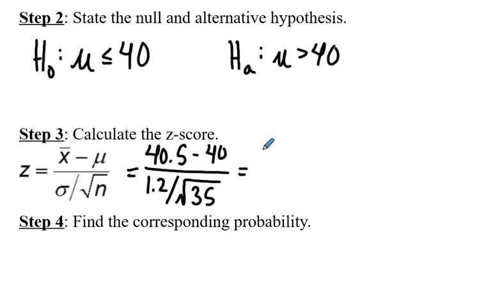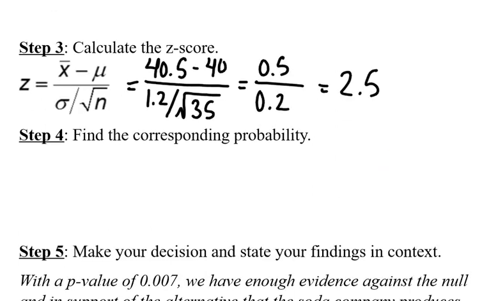This is going to be 0.5, and then I need to run that bottom part. I haven't done that yet. So 1.2 divided by the square root of 35. That gives 0.2. So 0.5 divided by 0.2 is 2.5. Find the corresponding probability. So our z-score is 2.5.